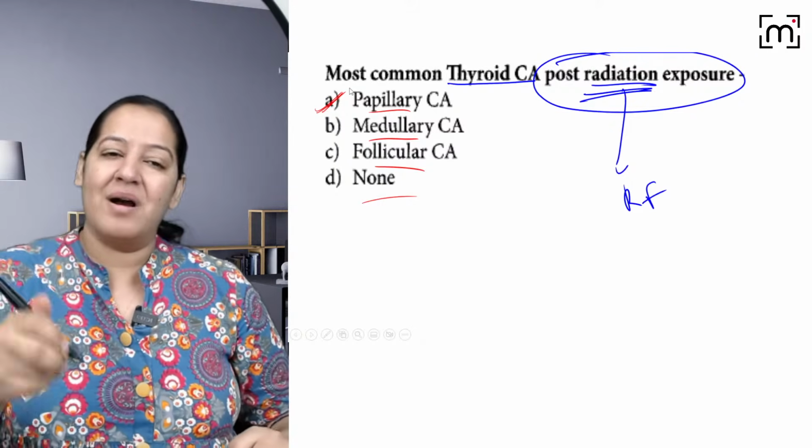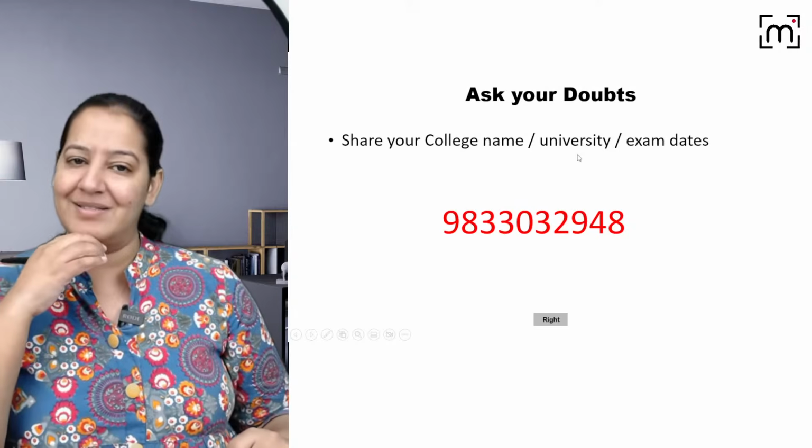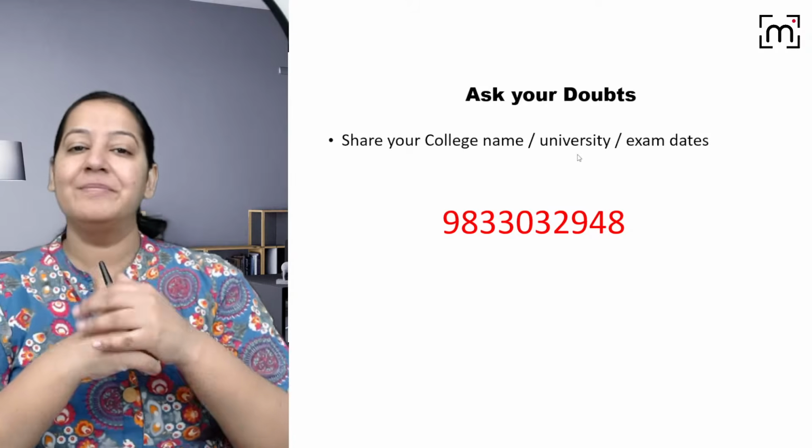So papillary carcinoma has the strongest association with radiation. I told you, so please learn it. Correct answer is A. So I would like to stop here.